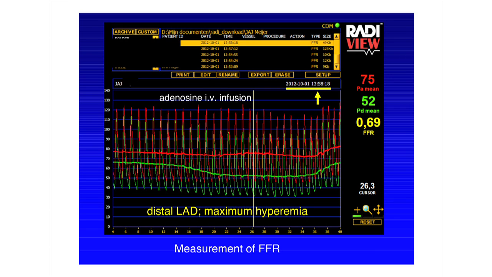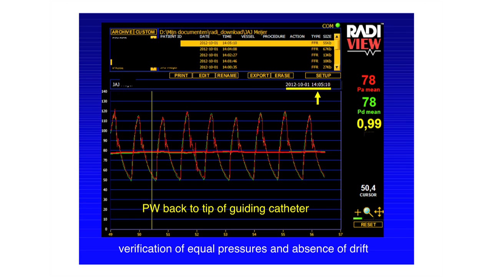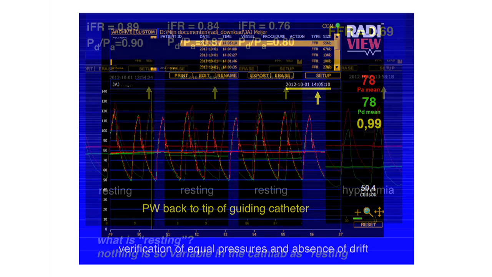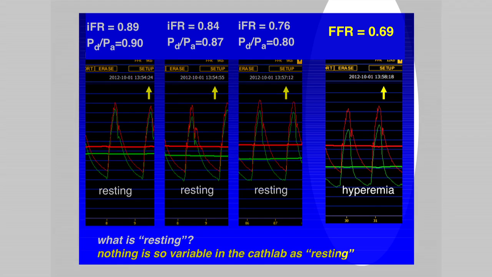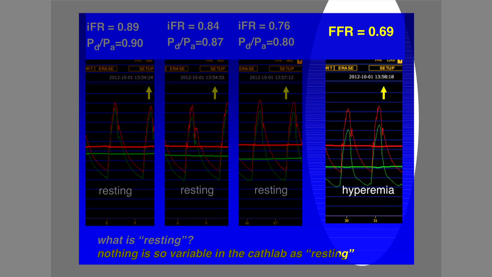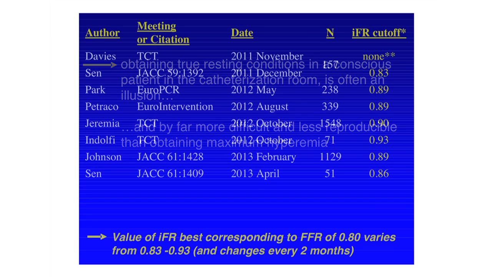Finally, we give adenosine, we create hyperemia, we find that fractional flow reserve is 0.69, that is 1 minute later again. And if you wouldn't believe me that there hadn't been drift, well, we pulled back the wire, you see that here, to validate that no drift occurred. So in this patient, we had different types of what you could call resting, with completely different values of iFR or Pd/Pa at rest, and nobody can tell you which value you should rely upon. The only reliable value, reproducible, is the fractional flow reserve. And in fact, obtaining true resting conditions in a cath lab in a conscious patient is an illusion, and by far more difficult and less reproducible than maximum hyperemia.